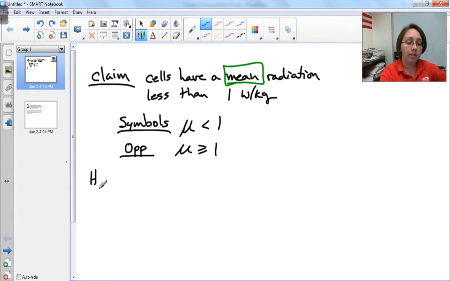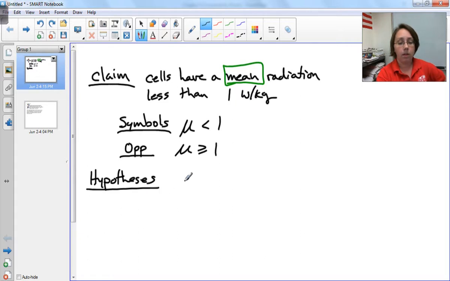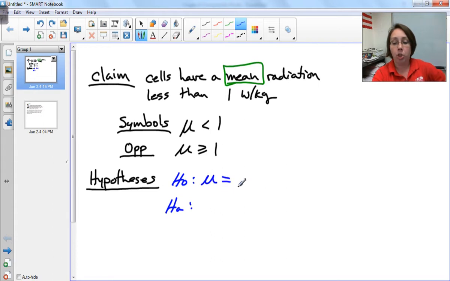Now that you have all the symbols, you can figure out your hypotheses. So our null hypothesis is always going to be which one? The one with the equal sign. So this is the equal sign one. That one is going to go to our null. But you just write the equal sign, not the greater than, just the equals. But the other set of symbols is going fully as your alternative. So mu less than 1.